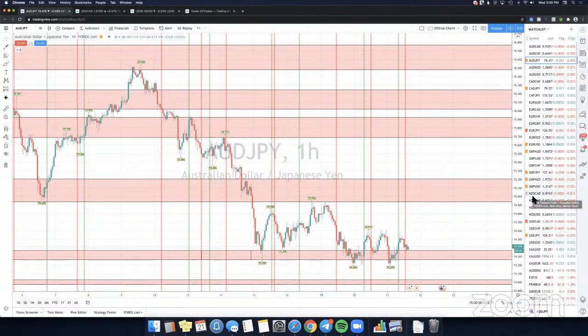Because the last thing you want to do is enter a pair that doesn't really move that much, and then you'll probably be holding that for days on end, if not weeks, and then you're going to be like, crap, I should have never entered this trade.